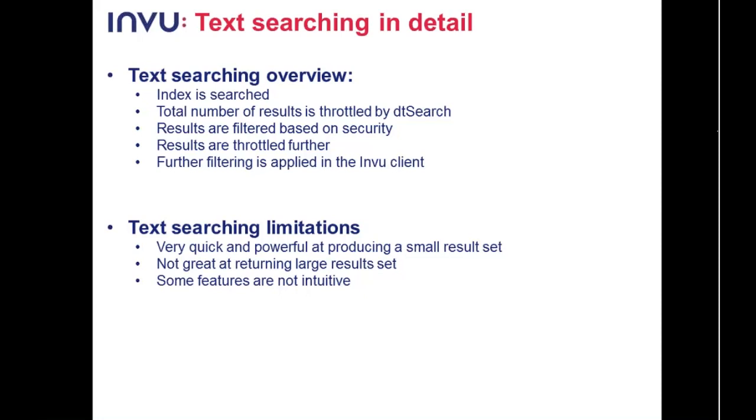Some of the features aren't very intuitive when you're doing just a regular text search, purely because noise words are removed. So if you search for invoice not paid, the not is treated as a noise word, but it's also syntax in Invu, whereby you can say that a document reference does not contain a specific value that you're trying to search for. So the search can sometimes get a little bit confused on that front. So, continuing with text search in a little bit more detail here.